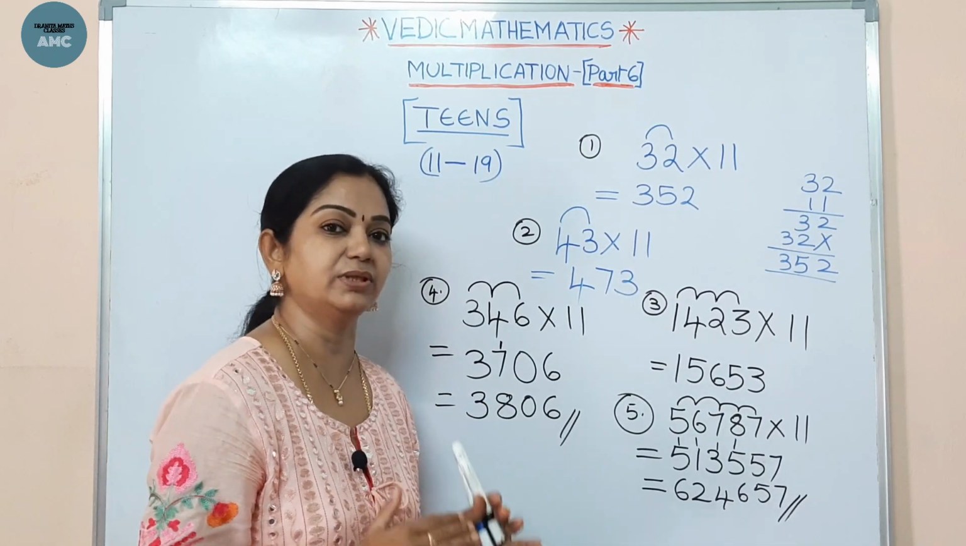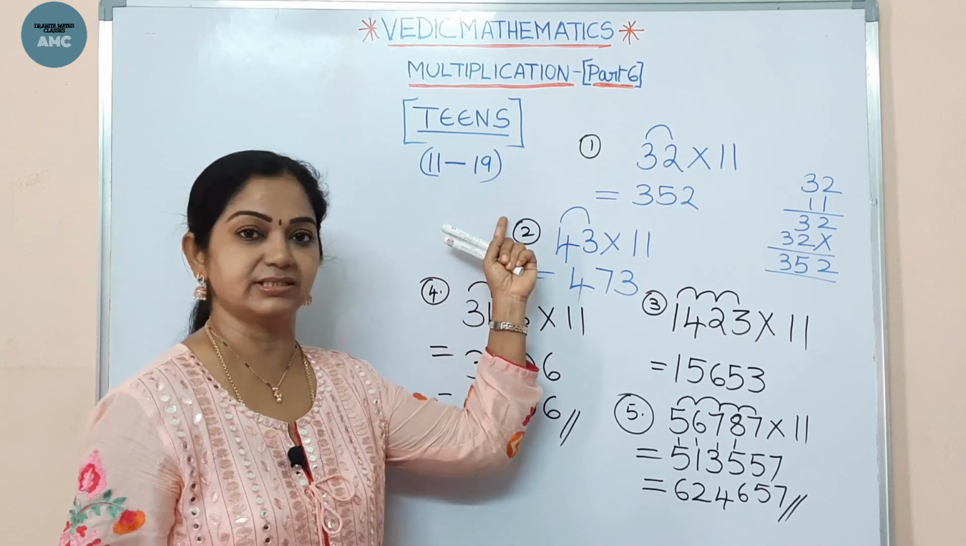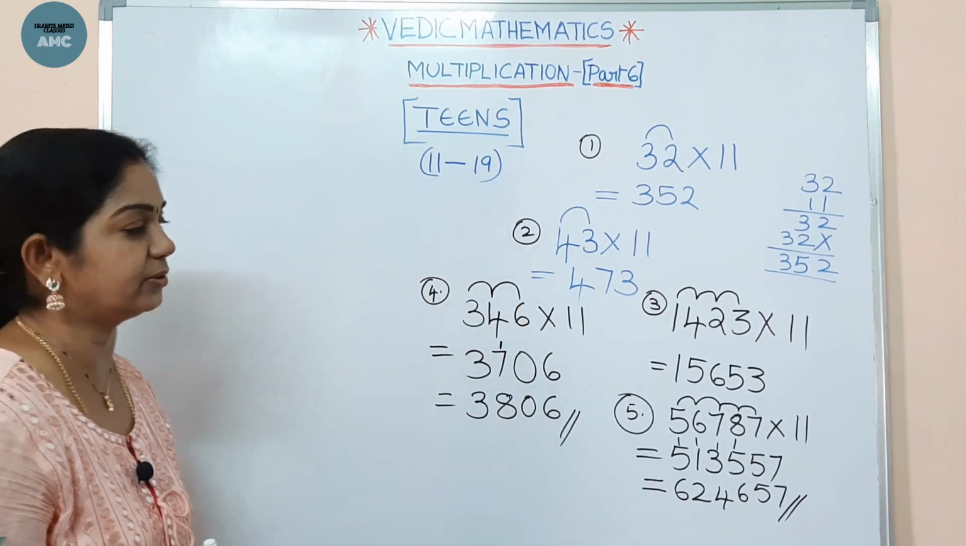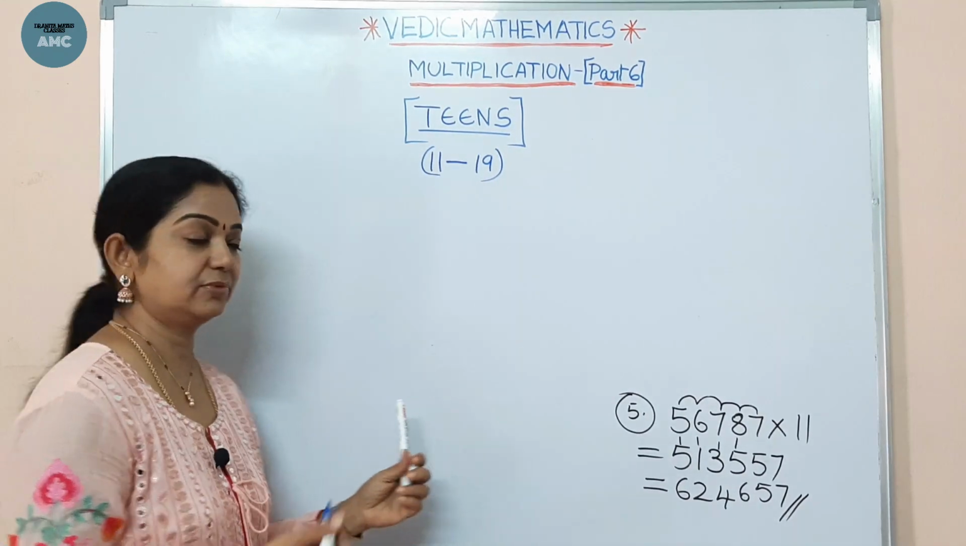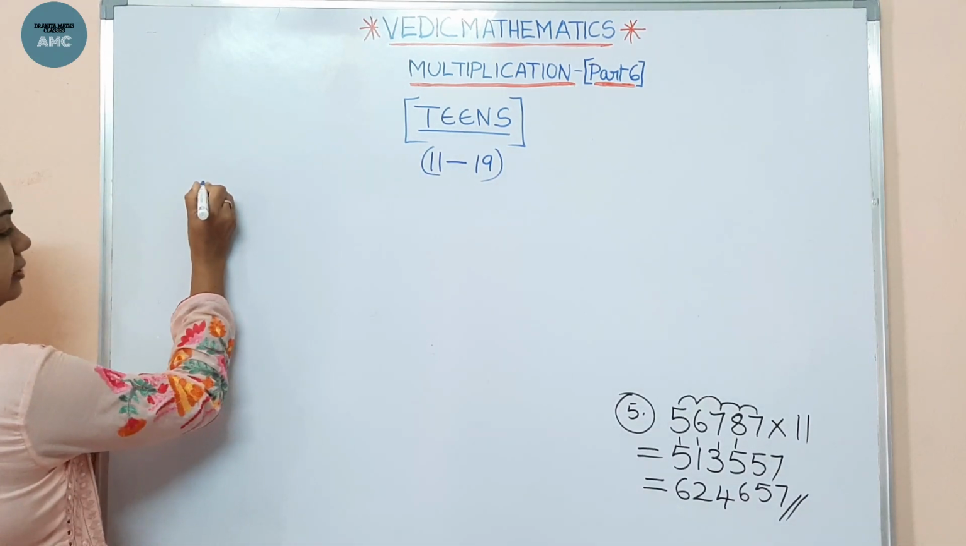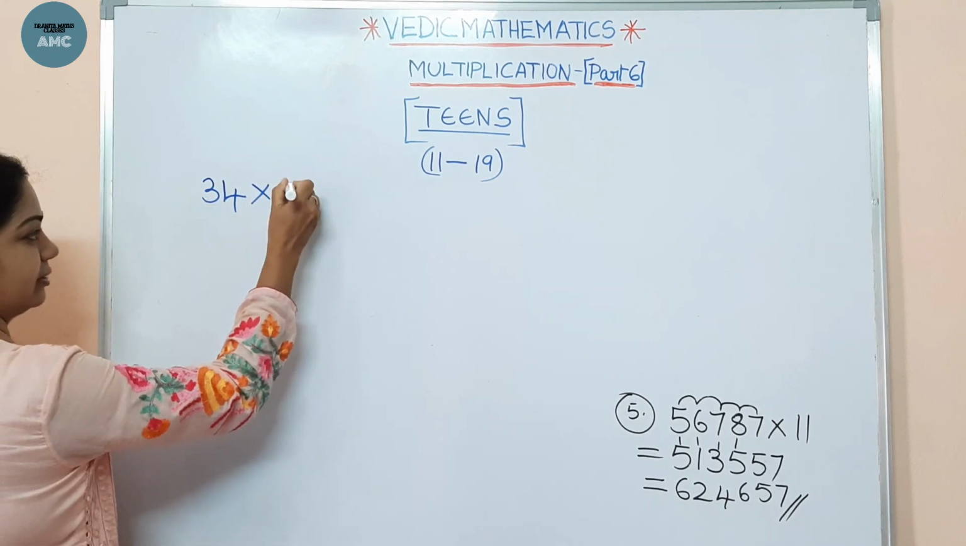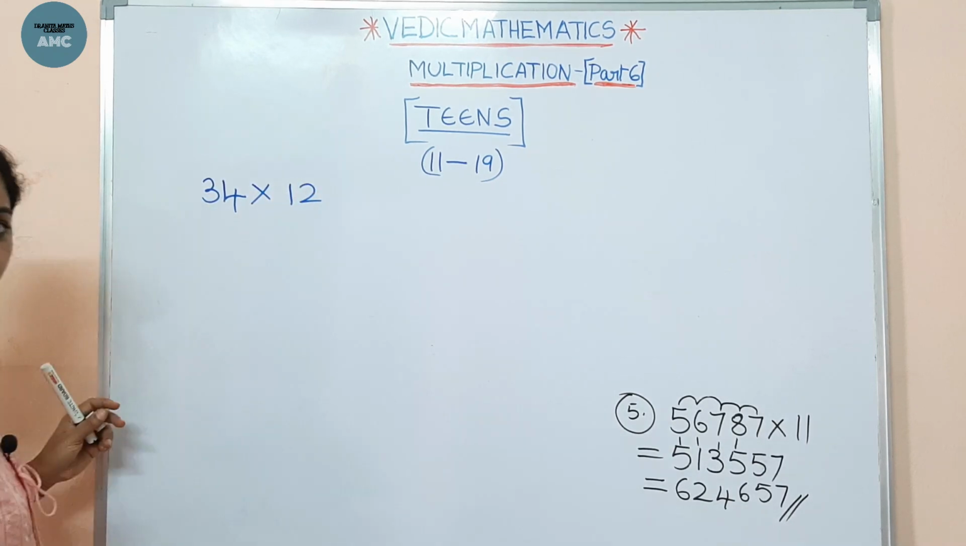Now let's see with 12. We will see it for all the teens. Now quickly pause the video and note it down. Let's see for 12. Let us take a 2-digit number, 34 into 12. Same procedure we do.